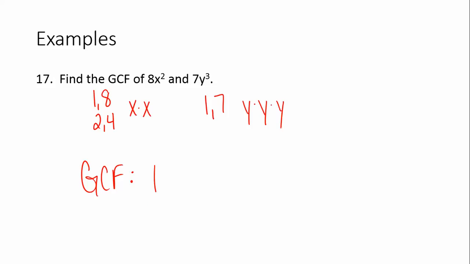Now if we look at the variables, remember it's the smallest number on the exponent, or the smallest amount that they both have in common. But the first term has x's. The second term has y's. That actually means that they don't have any variables in common, so none of the variables can be included in the greatest common factor. If the 8x squared doesn't have any y's in it, then y's can't be a factor of it. Similar with 7y cubed, if there are no x's there, then x's can't be a factor. So here the greatest common factor is just 1.